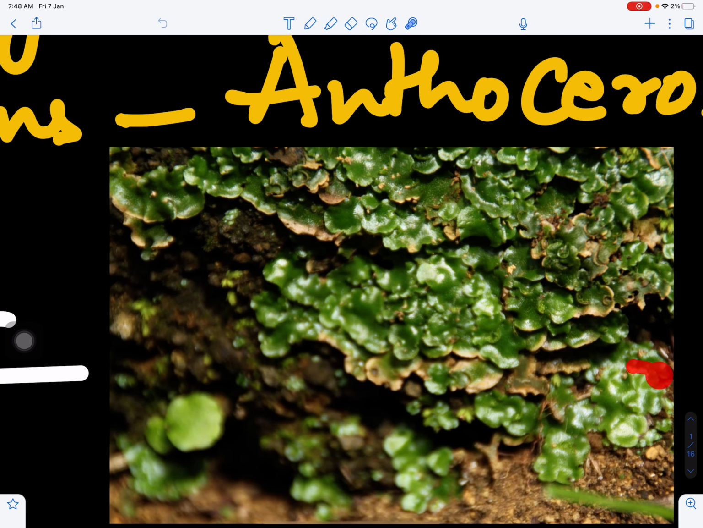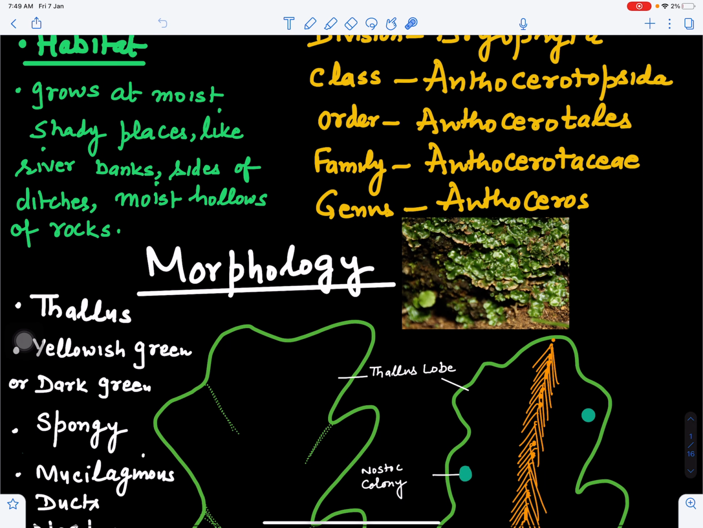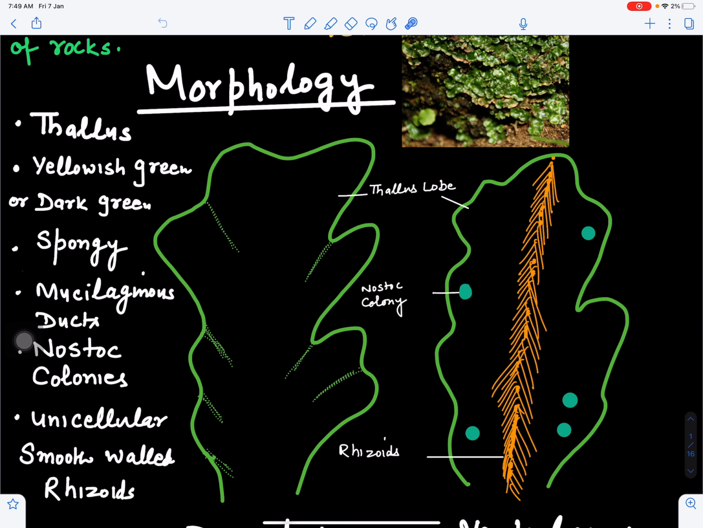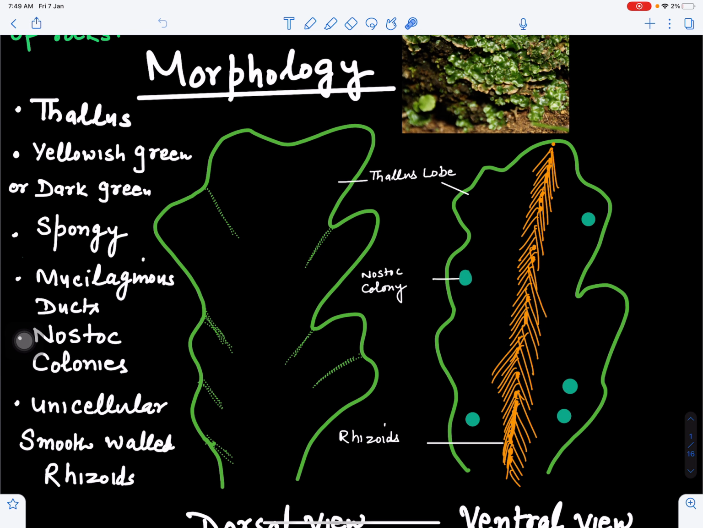Now, this is the thallus of Anthoceros. So, many thalli are growing over here. Its color may be yellowish green or dark green. And it is spongy. Spongy is due to the presence of mucilaginous ducts. Mucilaginous ducts are inhabited by Nostoc filament, which is a member of blue-green algae, forming Nostoc colonies. In the next slide, we'll study in detail what are mucilaginous ducts and what are Nostoc colonies.